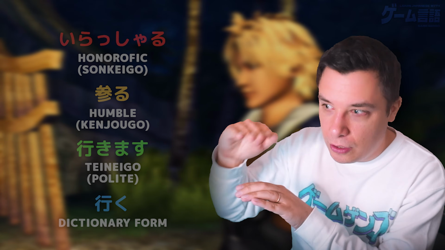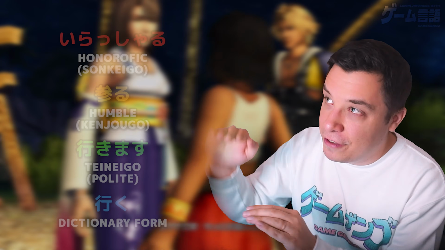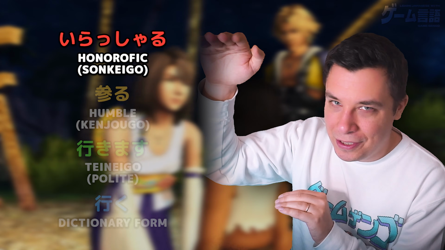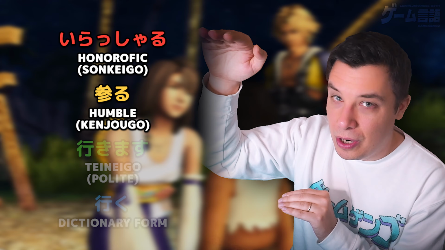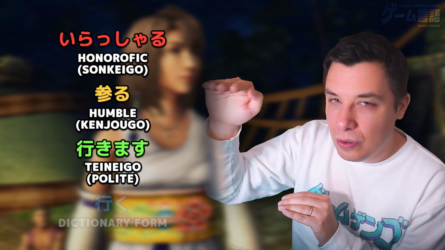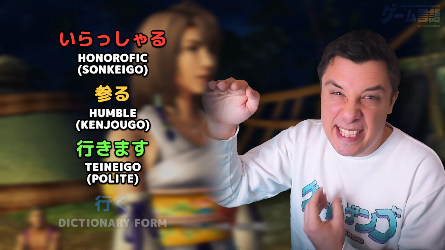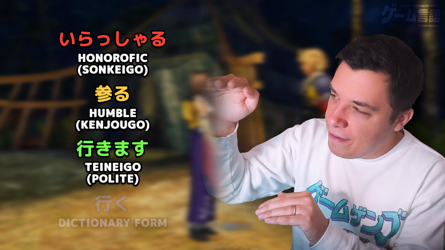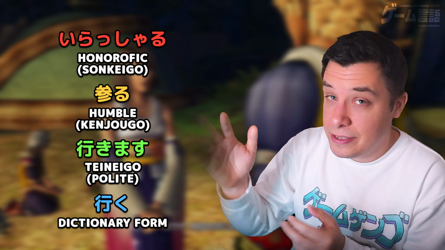And there's actually quite a lot of different politeness levels. For example, at the very top, you have Sonkeigo and Kenjogo, which is kind of honorific or humble speech. Then you have just normal polite speech, which is things like des and mas. And then we have this casual form, also known as the dictionary form.